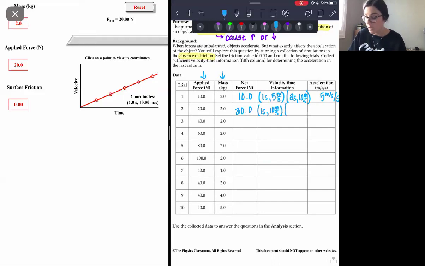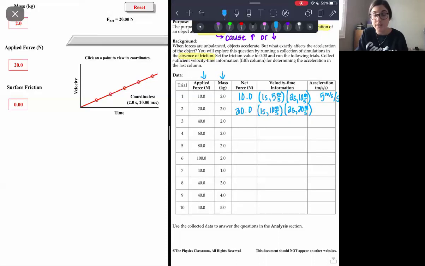I'm going to pick my second ordered pair. My second ordered pair is 2 seconds, 20 meters per second. Now I can do this on scratch paper, or I can kind of reason it out. I see once again that I'm going from 1 second to 2 seconds. So my run right here is 1 second, right? My change in velocity though is now a little bit different.